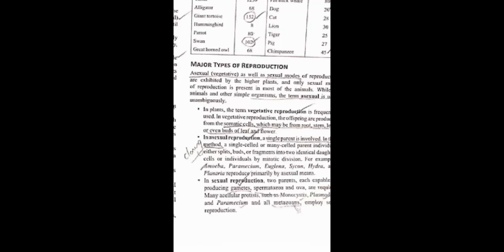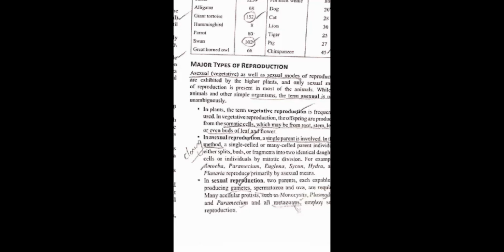So asexual reproduction, already discussed, is also called vegetative reproduction. Asexual as well as sexual modes of reproduction are exhibited by the higher plants, and only the sexual mode of reproduction is present in most animals. Animals mostly have sexual reproduction only, though some of them are asexual. In animals and other simple organisms, the term asexual is used ambiguously.